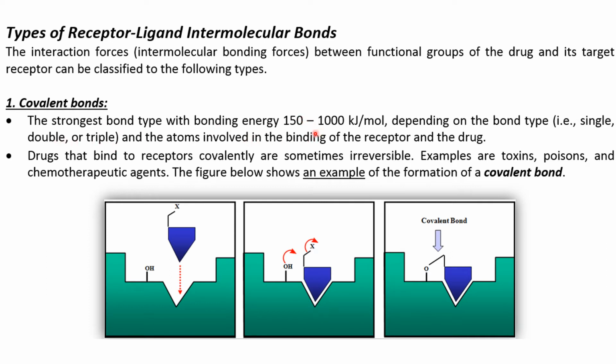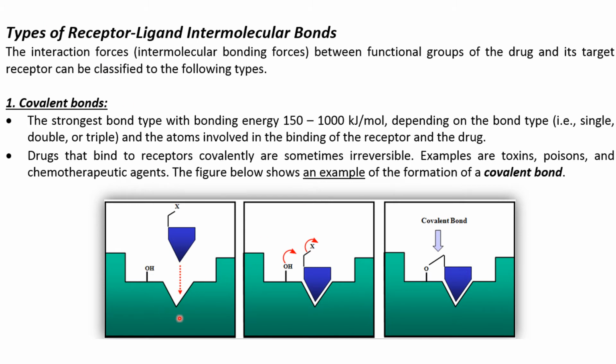The energy that it takes to break this bond ranges from 150 to 1000 kilojoules per mole, depending on the bond type. A triple bond would be stronger than a double and stronger than a single, and it also depends on the atoms involved in the bond. Covalent bonds are sometimes irreversible, and they are used to produce ligands that are designed to bind and not leave the receptor, such as toxins, poisons, and chemotherapeutic agents like antibiotics.